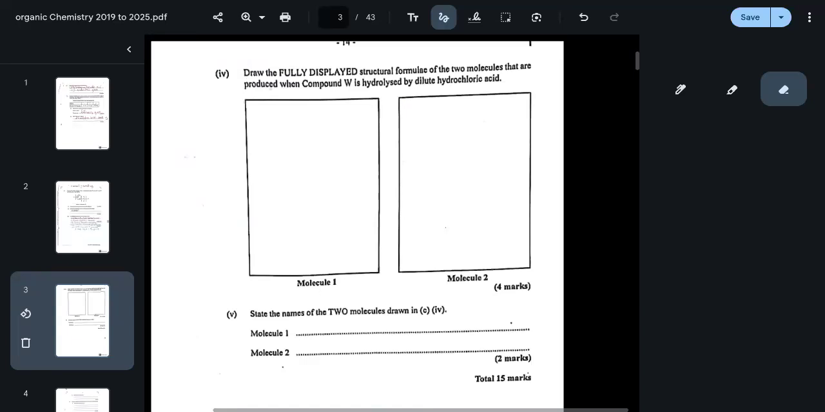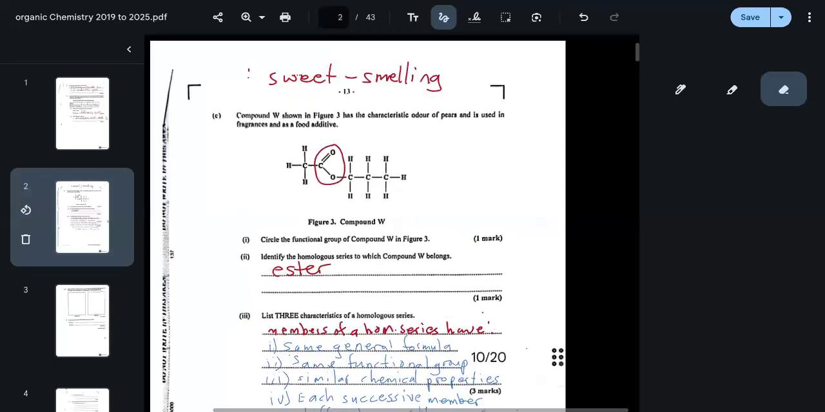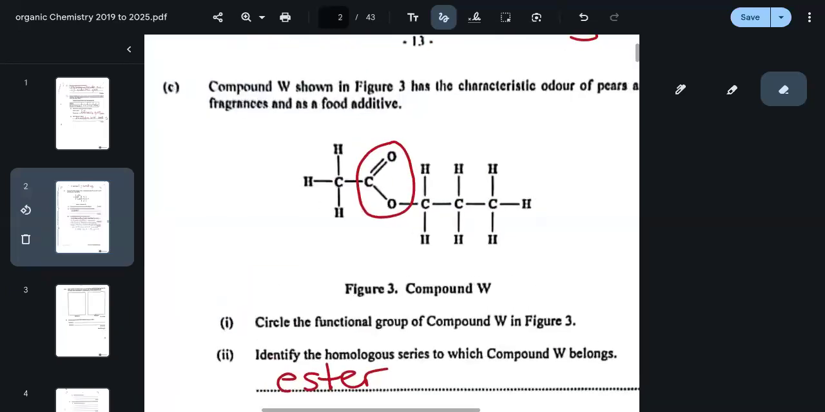All right. So draw the fully displayed structural formula of the two molecules that are produced when compound W is hydrolyzed by dilute hydrochloric acid. All right, let me just go back to the ester. Let me just zoom in. If you remember quickly, how do we get an ester? Anybody remember? Like, how is it formed? When you react alcohol and carboxylic acid together. Right, that is correct.